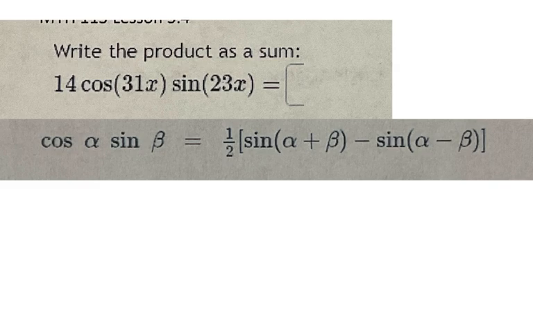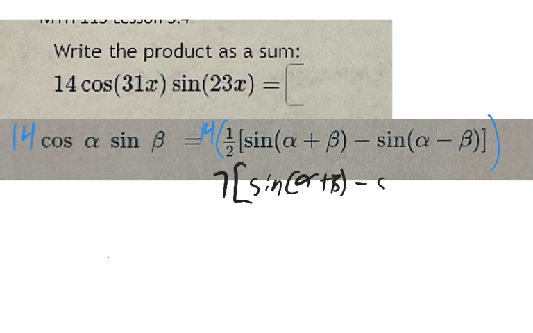Whoa, what's different about this and this? It's got a coefficient, 14, out in front of it. So to use this formula, I would need to multiply both sides by 14. So I'd multiply by 14 over here, and I'm going to multiply by 14 here. 14 times a half is 7. So I'm going to have 7 sine of alpha plus beta minus sine of alpha minus beta. There's a couple of different ways you can do that, but I think that's the easiest.